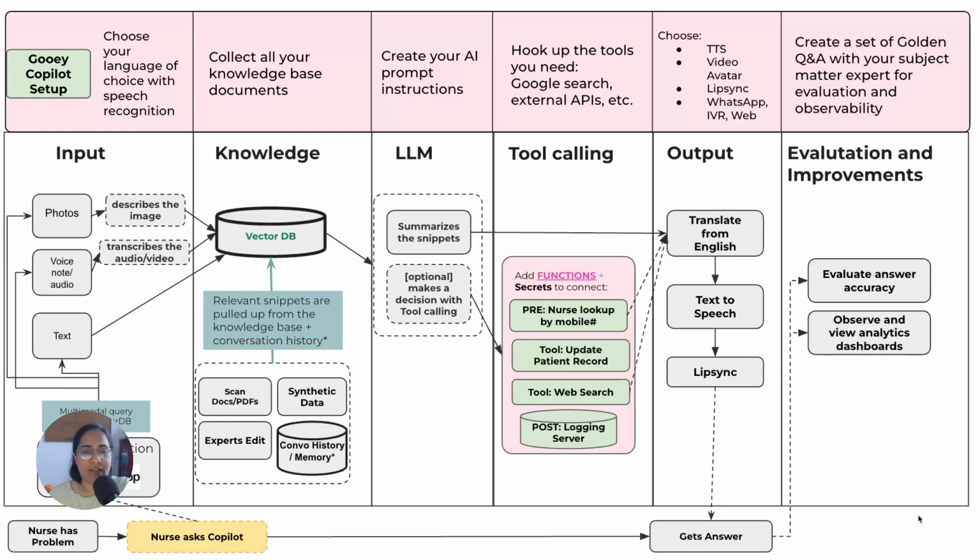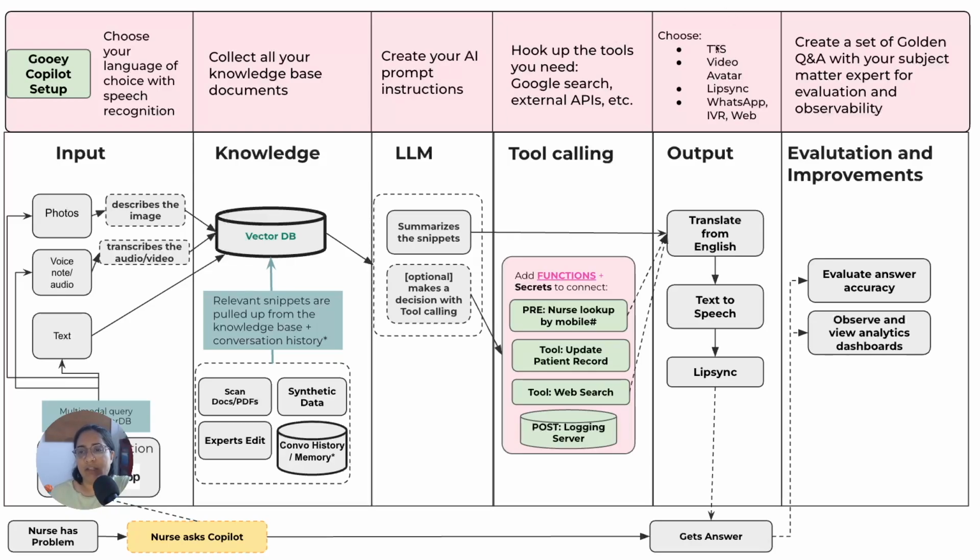So how do we set this up for ourselves in a Copilot? Quite simple. You choose the language for your speech recognition, so that if a user puts in an audio note, you have that language and model choice. Then you collect your knowledge base documents. The LLM needs to know where to get the data from to answer relevantly. You choose and also give the instruction to the LLM model that you've chosen. Then you can hook up various tools. We'll talk about this a little bit later.